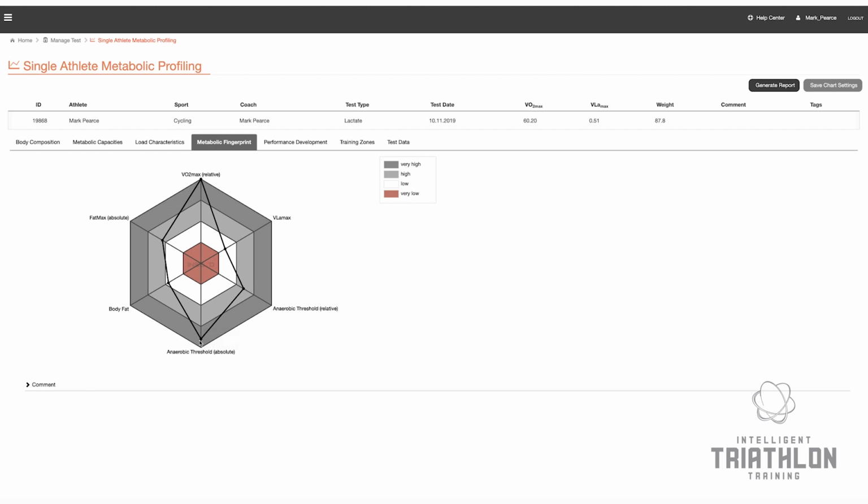And therefore, if I lose a few kilos and manage to maintain my threshold, my absolute threshold at 328 watts, then this would start to creep towards the outside, simply because I've lost weight, and therefore my relative power output is better. Body fat's moderate, but again, that's just a standard figure that's been put in there because we didn't enter anything specifically for it. And my fat max in terms of absolute power output is sort of moderate. And therefore, you can see from these where my strengths and weaknesses lie, but also particularly with the VLA max, knowing that I don't necessarily want it to be super high. That's not necessarily a good thing, although it can be.